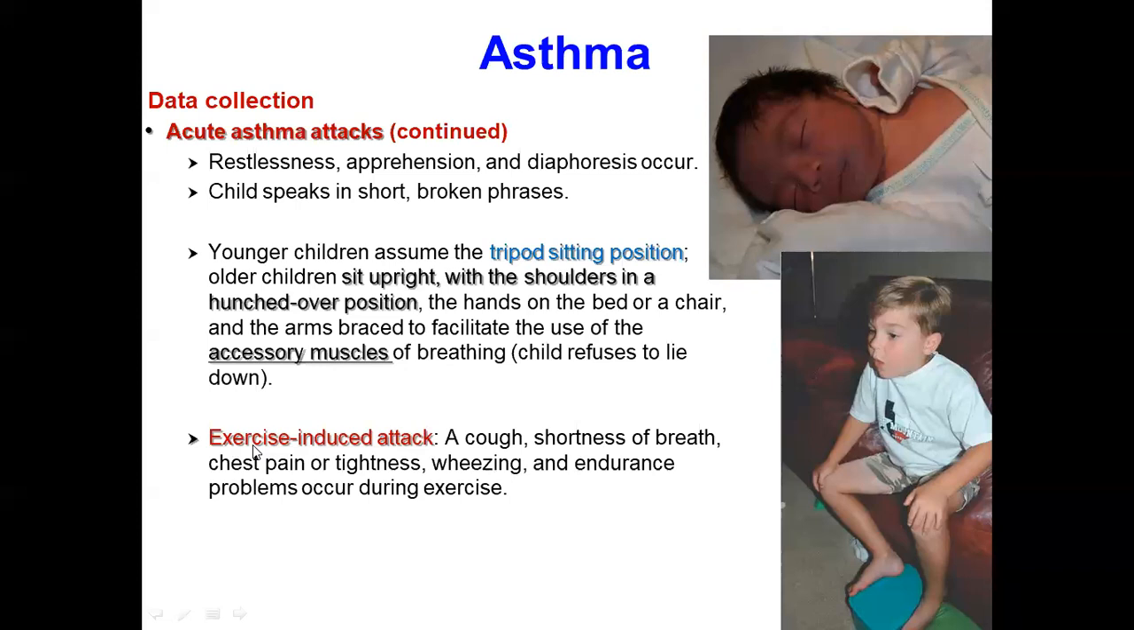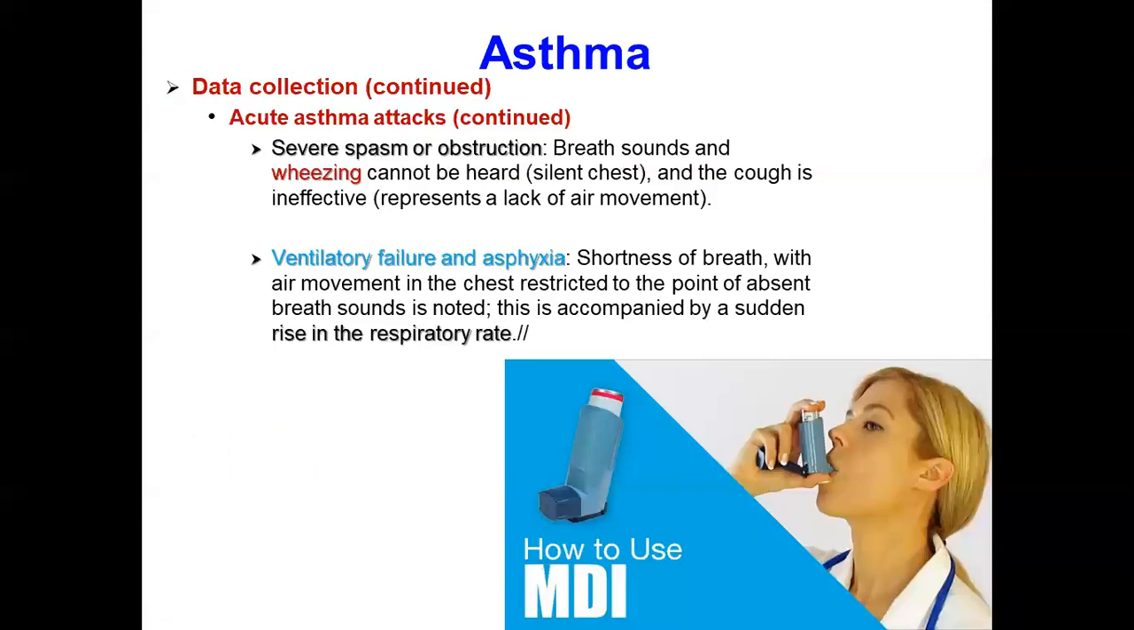If a patient develops asthma because of exercise, we call it an exercise-induced attack. Cough, shortness of breath, chest pain and/or tightness, wheezing, or other problems occur during the exercise. Now, acute asthma attack: severe spasm or obstruction, breath sound and wheezing cannot be heard, and the cough is ineffective.